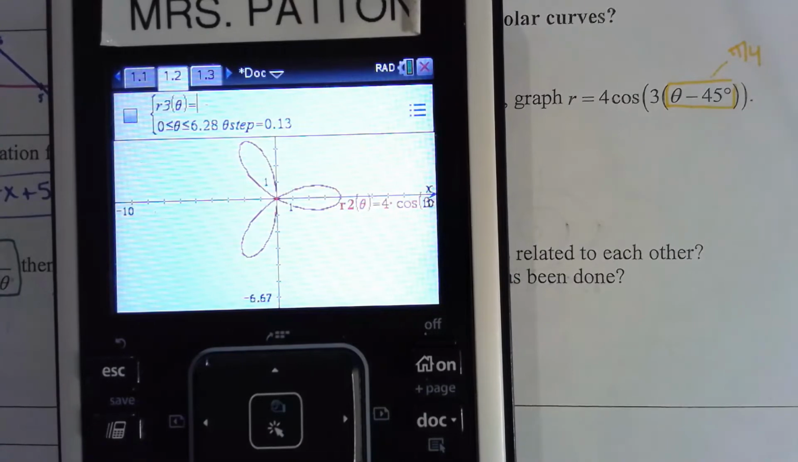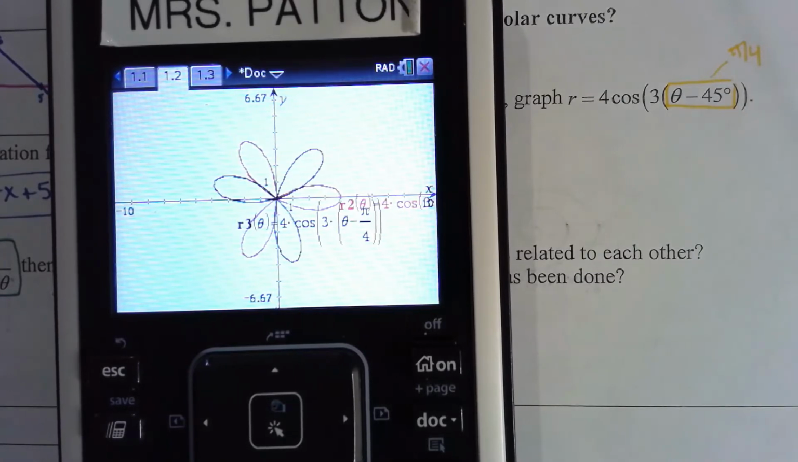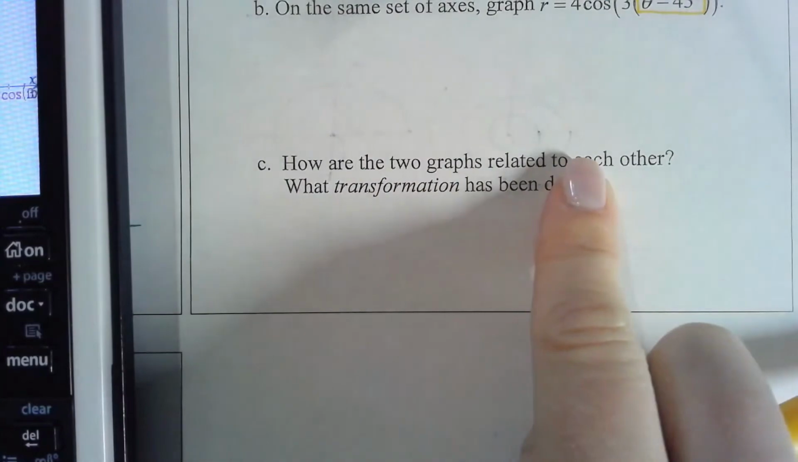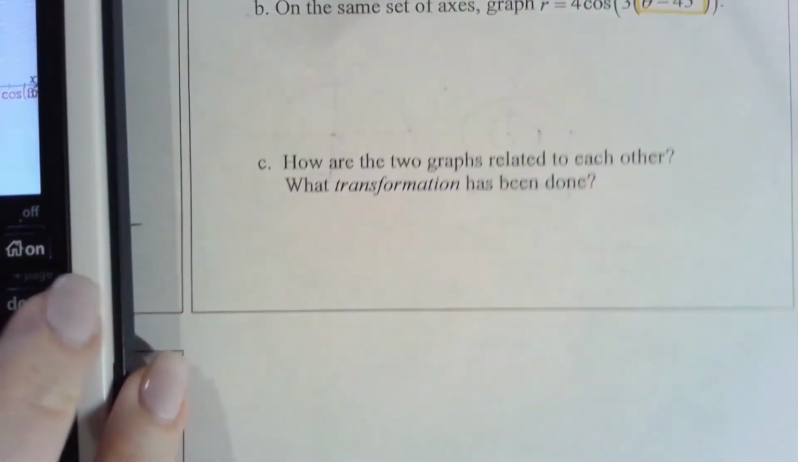Same set, so I don't want to delete that. So I have 4 cosine of 3 parentheses theta minus, again I'm in radians, so I'm going to type in pi over 4. And it's going to pop up in a different color. Still 3 petals. What I am hoping that we see is the relationship. How are the two graphs related to each other? What transformation has been done?